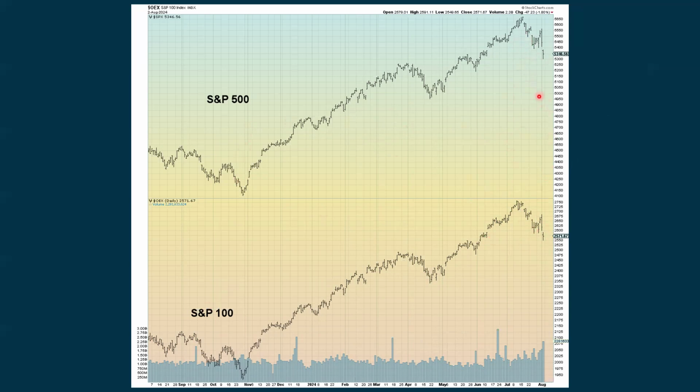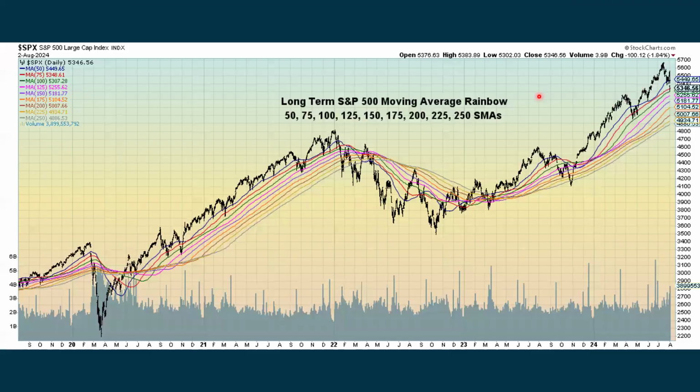But when you look at this on a ratio basis, the S&P 100 is quite a bit weaker as of Friday. And a long-term rainbow here, just coming into the top end of it, and the lines are still going up. Yeah, we're under some pressure right now. This goes from 50 periods up to 250 periods. And so we're just going to keep an eye on this. Right now, it looks like your normal counter trend move in a longer-term uptrend. But is that going to change?